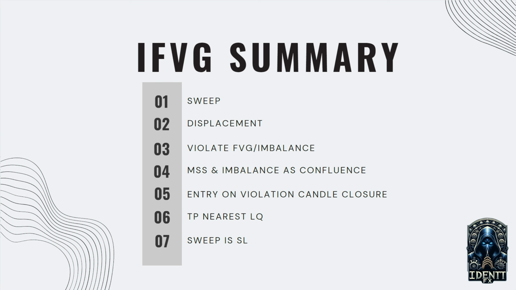Beautiful, right? So let us summarize the iFVG again. We need a sweep, possibly some displacement. We need to violate an FVG and imbalance for this to be confirmed. We can use the market structure shift and an imbalance as a confluence. We enter on a violation candle closure. So meaning we enter as soon as we violate a certain bit of imbalance, as soon as we close above or below that imbalance. The TP is going to be the nearest liquidity and the sweep is going to be our stop loss.